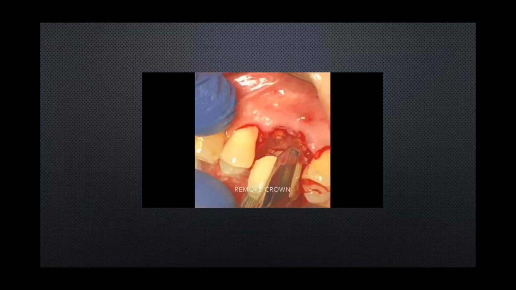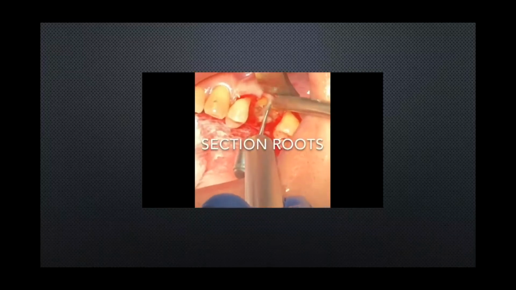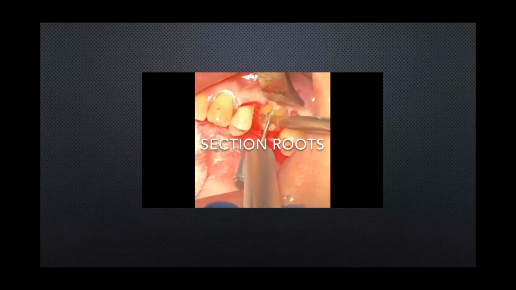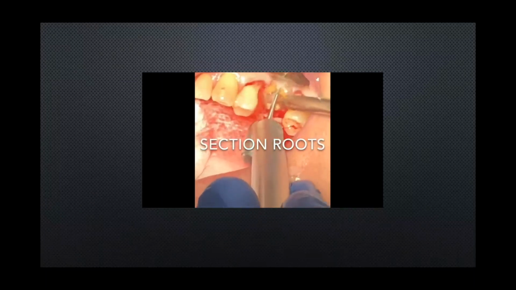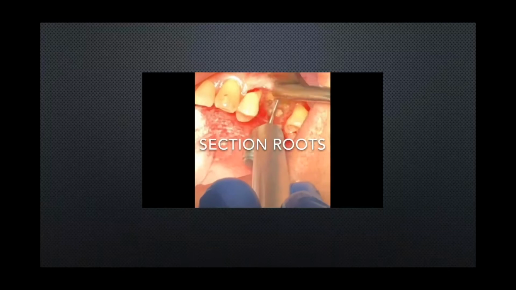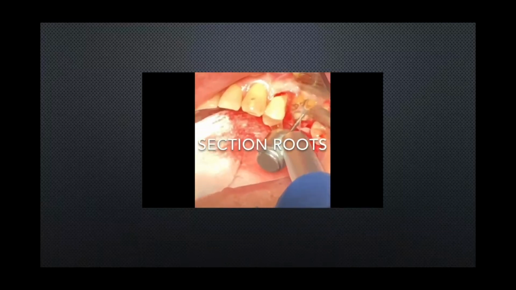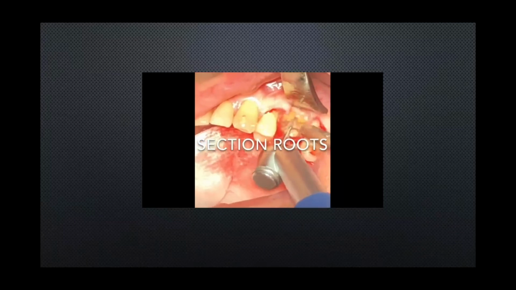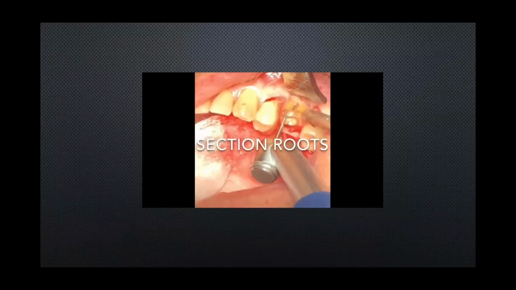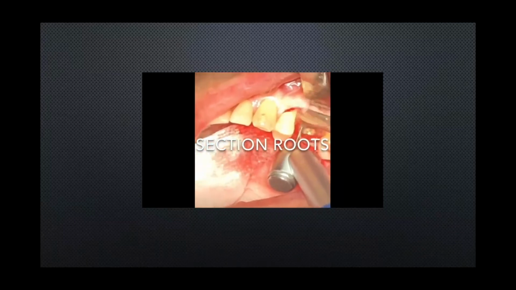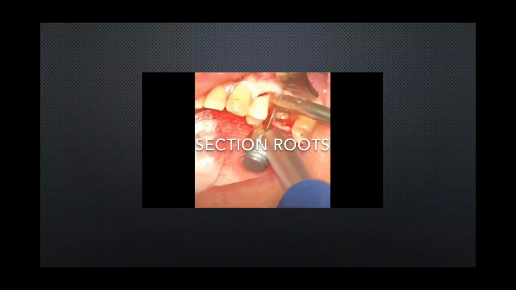I like to section right into the CEJ area, remove the crown, and then section the roots into individual parts, as we just described in the previous slides. You create a peace sign, and once the peace sign is done, you start sectioning out those roots individually. This is a quick two-second video which shows you how to section out the roots. Then you can see the appropriate elevators being used to remove each of the roots.